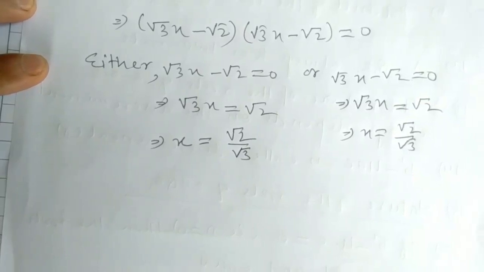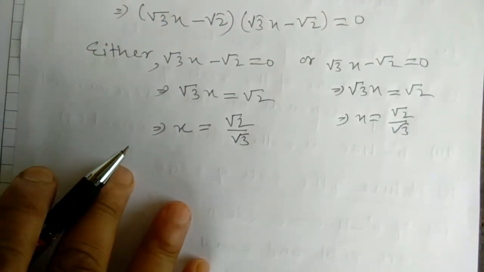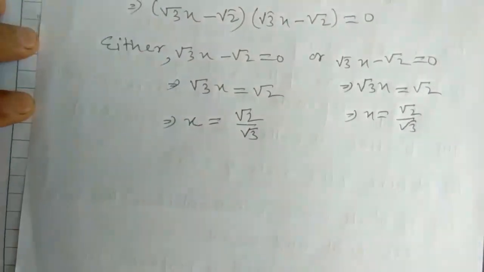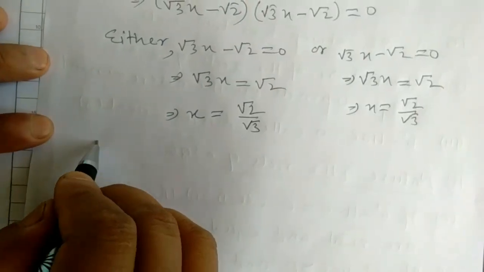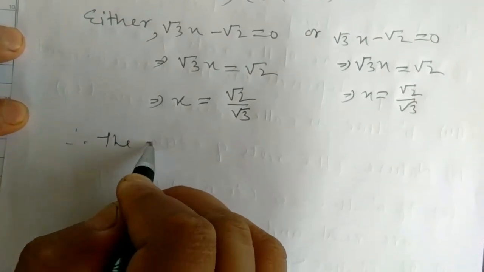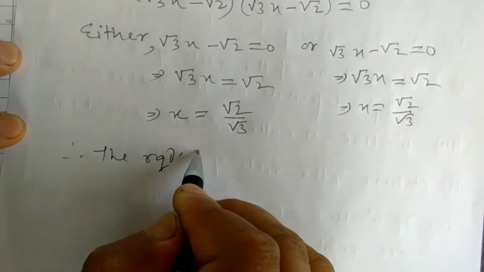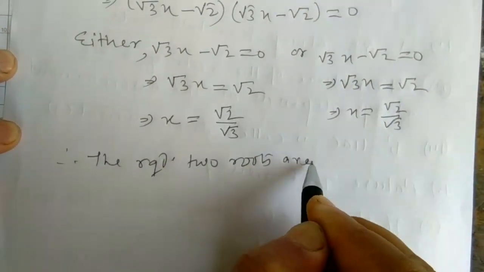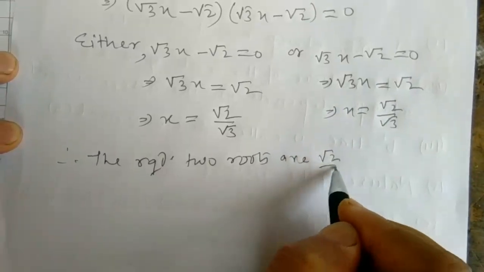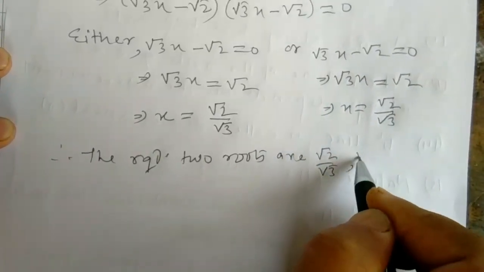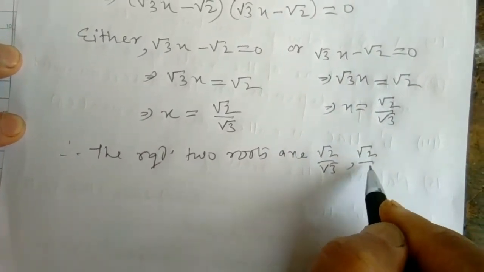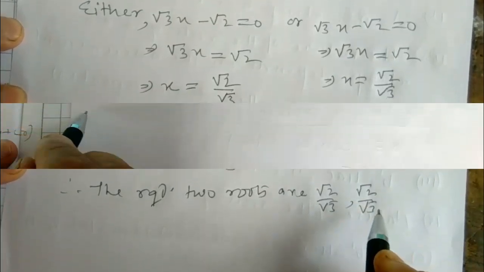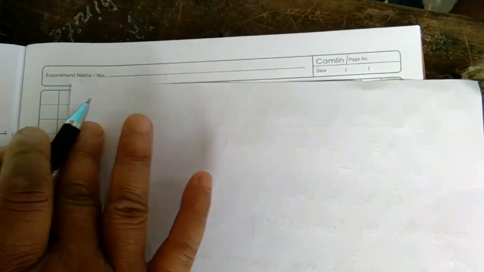So these are the two roots of this quadratic equation. Therefore the required two roots are root 2 by root 3, comma, root 2 by root 3. Solution of question number 3.